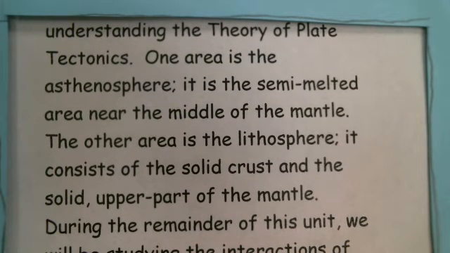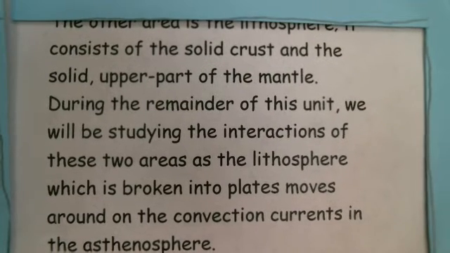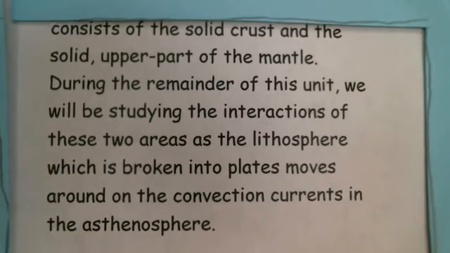The other area is the lithosphere. It consists of the solid crust and the solid upper part of the mantle. During the remainder of the unit, we'll be studying the interactions of these 2 areas as the lithosphere, which is broken into plates, moves around on the convection currents in the asthenosphere.